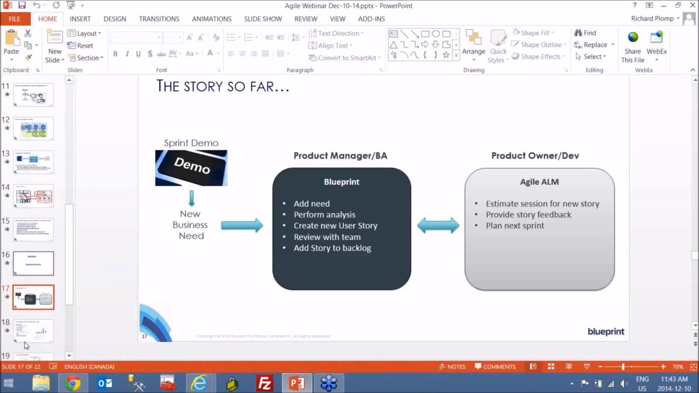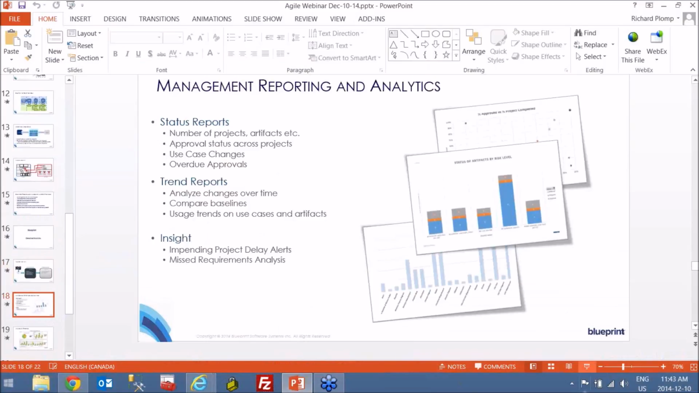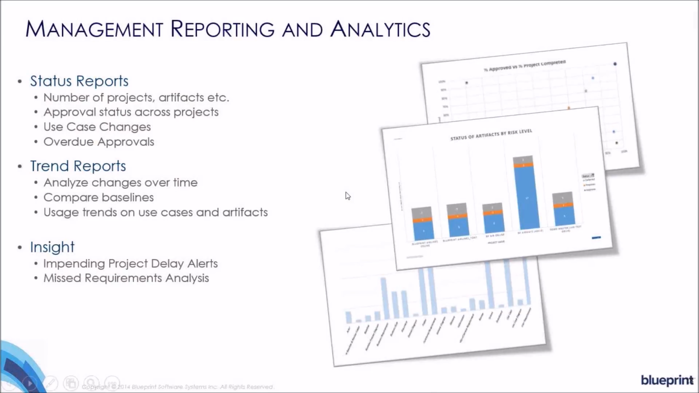The other area of reporting that I want to talk about is Blueprint's management reporting and analytics capability. As I touched on earlier, we provide different types of reports from status, trends to insight, and it really unlocks information that usually is not available at the early phases of a project, making it visible, and it gives IT leaders and BAs the ability to steer projects in the right direction from the outset. And it's really key information that drives accountability and a basis for sustainable improvement.